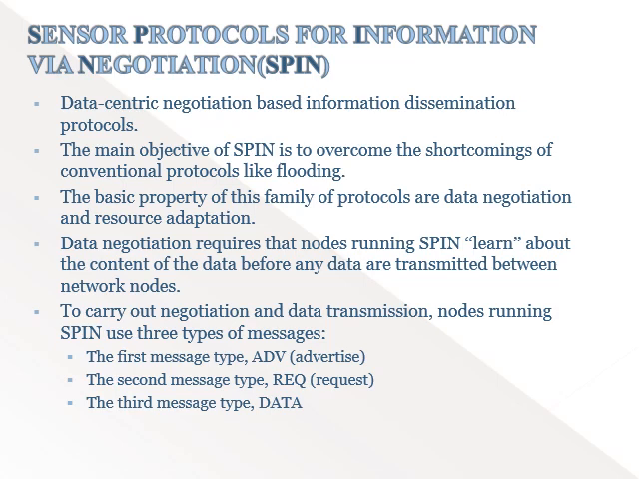To carry out negotiation and data transmission, nodes running SPIN use three types of message. The first type of message is advertise, which is used by the source node. The second message type is request, which is used by the intermediate or the aggregation node. And the third type of message is data, which can be used by any node.